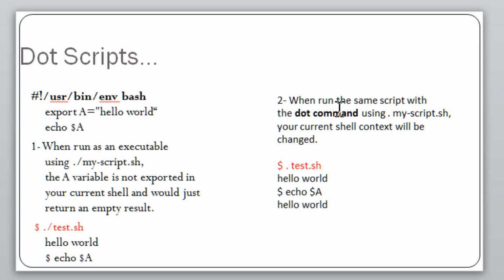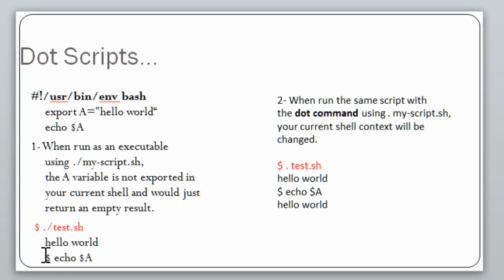However, when we run the same script with the dot command using dot space myscript.sh, the current shell context will be changed, and when we do echo A, we actually get back hello world. Okay? That's because in this case, we're using the parent shell, the current context, because in that one, the variable A had hello world in it.